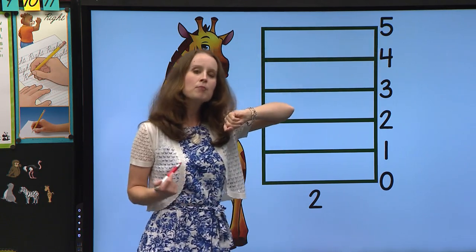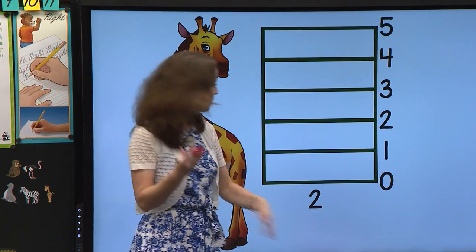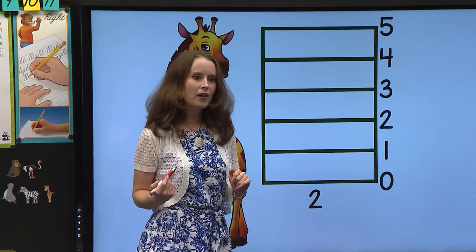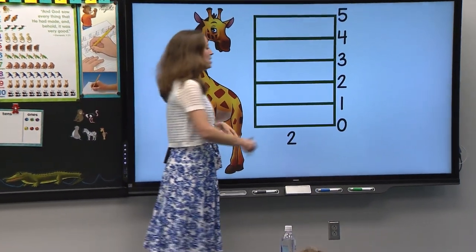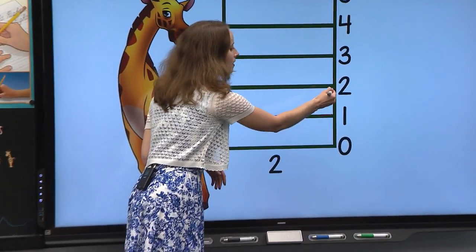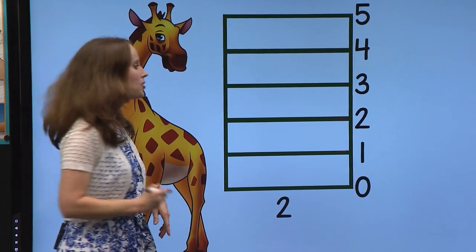Now, how many blocks should I color in, students watching? And Benjamin, remind us again, how many blocks should I color in? 2. I should color in 2 blocks. What we're going to do is we'll count 1, 2, and we'll be able to draw a line. But here's how I want to do it.